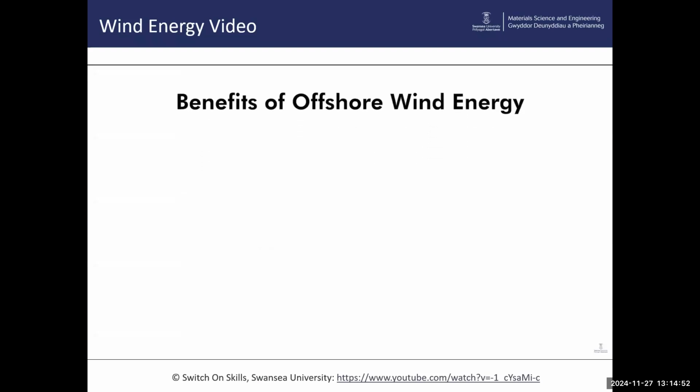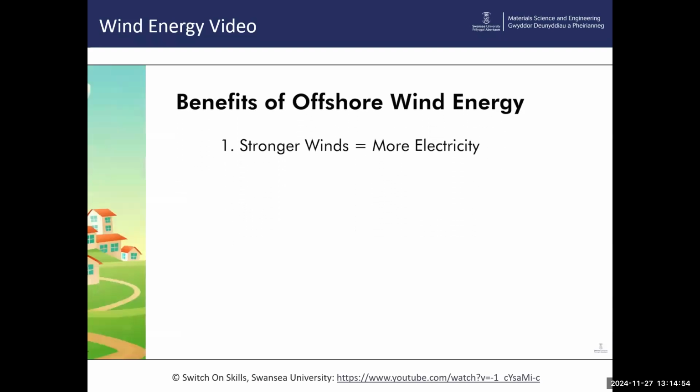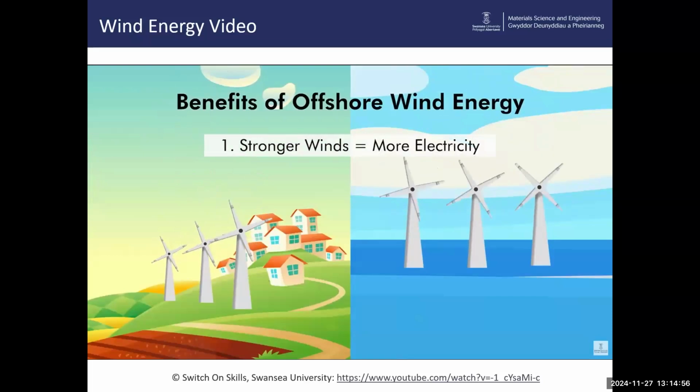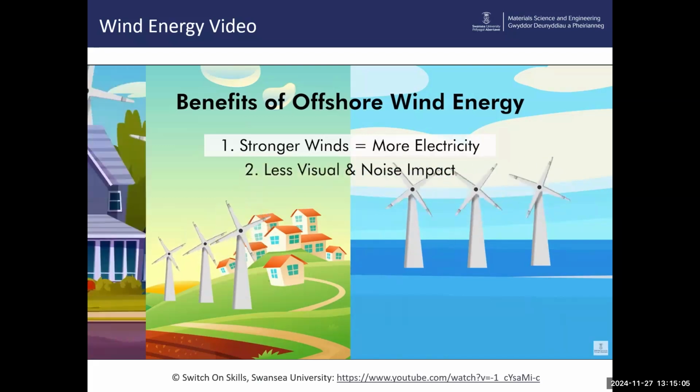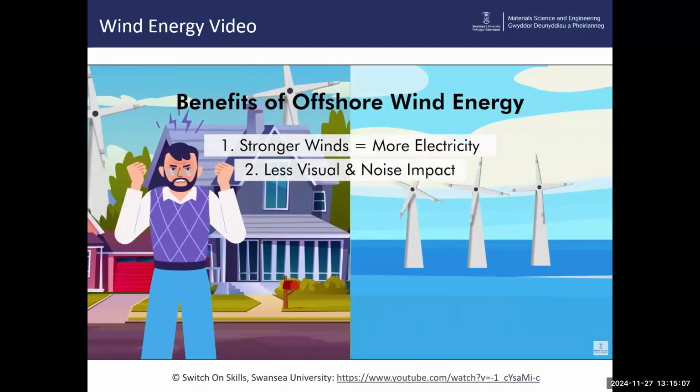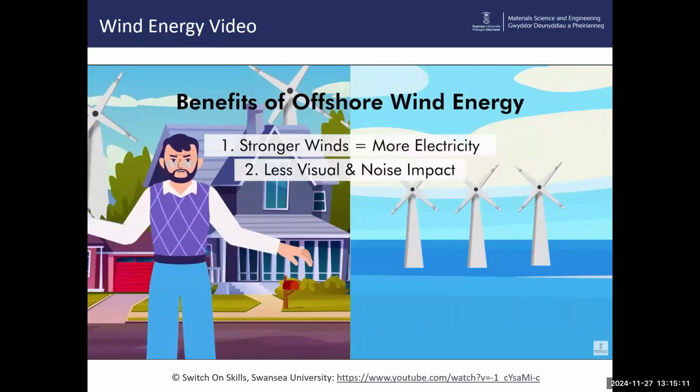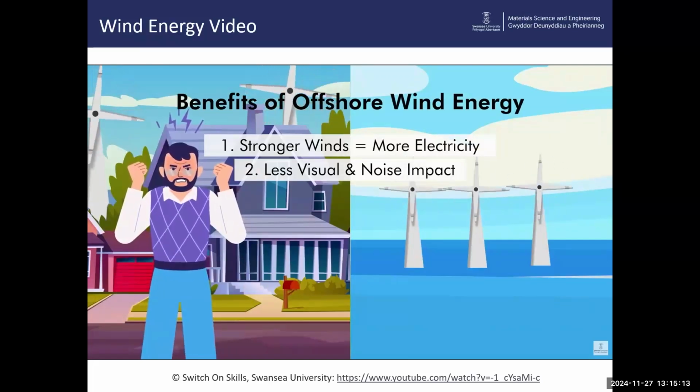1. Stronger and more consistent winds. Winds over the ocean are typically stronger and more consistent than on land. This means offshore turbines can generate more electricity. 2. Less visual and noise impact. Offshore turbines are far from residential areas, reducing noise and visual impact on communities.